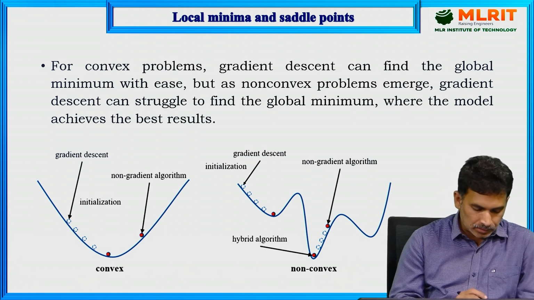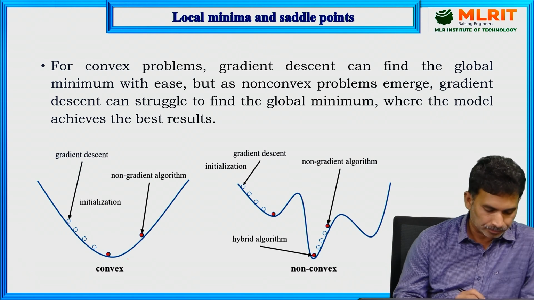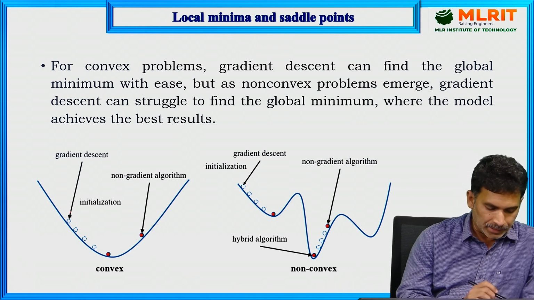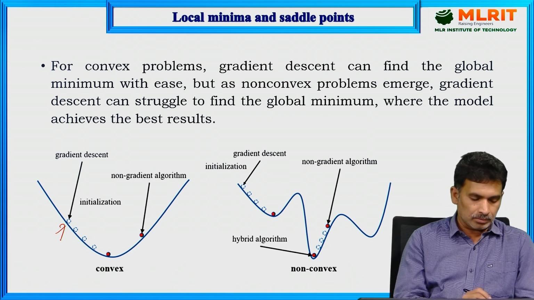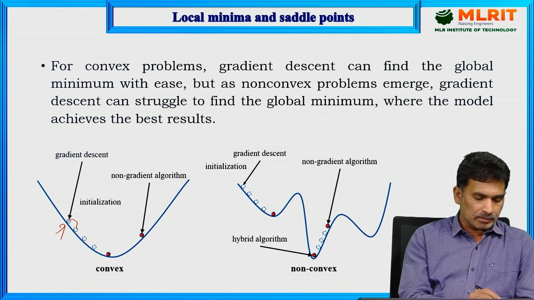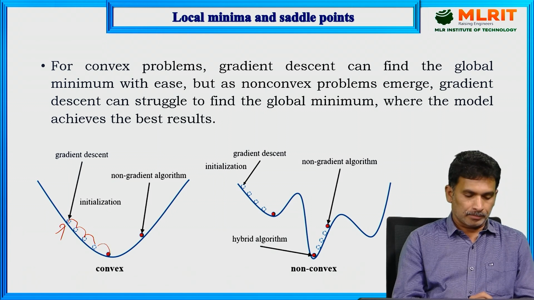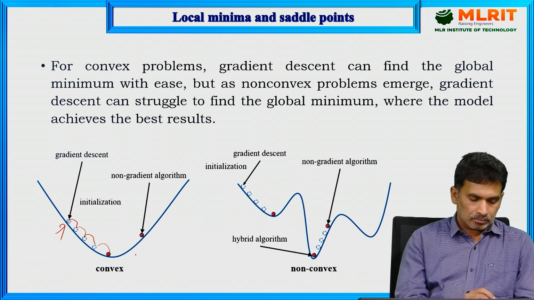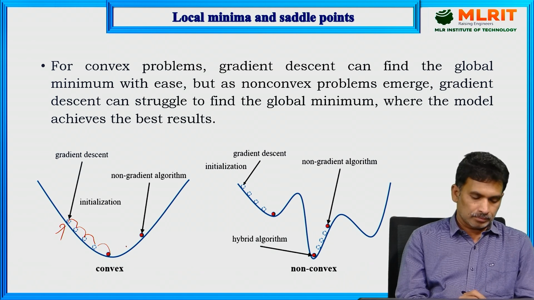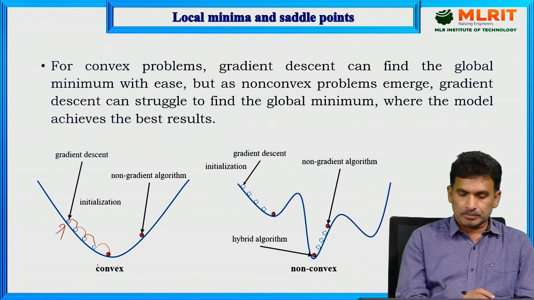Here you can see the convex problem. Suppose you have initialized the gradient descent value, this is the way the gradient descent works to reach the optimal solution. Whereas in the non-convex case, the algorithm may overshoot the optimal solution, that is the global minimum.